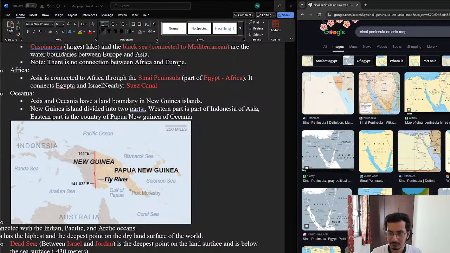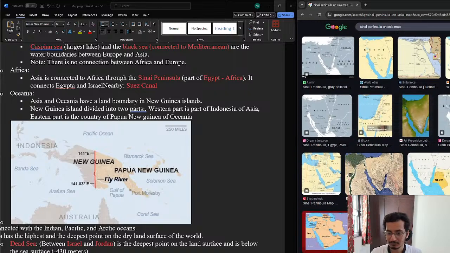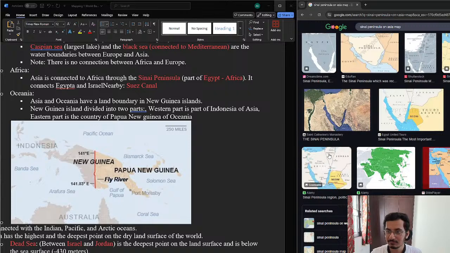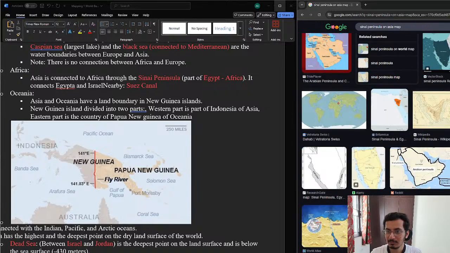I should probably get the Sinai Peninsula on an Asian map instead. Yeah, it's not visible. There is no good image of the Sinai Peninsula. How sad is that? How very sad is that? Such an important location, but you don't get it. That is basically what you're looking for.